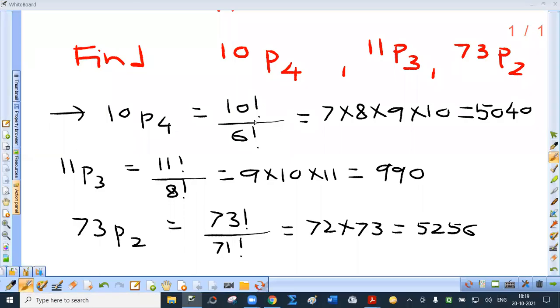What is 10P4? 10 factorial upon (10 minus 4), that is 6 factorial. We have already solved sums of this type. Ideally, I should have written 10 factorial as 6 factorial into 7, 8, 9, 10. 6 factorial gets cancelled. That is why I have directly written 7, 8, 9, 10: 5040. 11P3 is 11 factorial upon 8 factorial. After cancelling 8 factorial, 9, 10, 11: 990. 73P2 is 73 factorial upon 71 factorial. After cancelling 71 factorial, 72 into 73, so 5256.